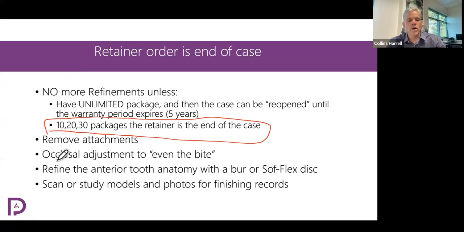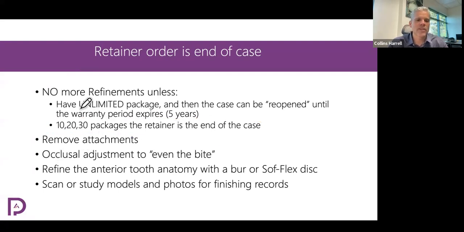Okay. It's one reason why you might want to consider going with the unlimited package, because even if you order the retainer, if during the 5 years there's any relapse, there's any reason why you would want to get more aligners and continue treatment, the case can be reopened. You can continue to get aligners unlimited for 5 years during that warranty period. It doesn't end the case when you order that retainer. So that's a nice benefit to having the unlimited.